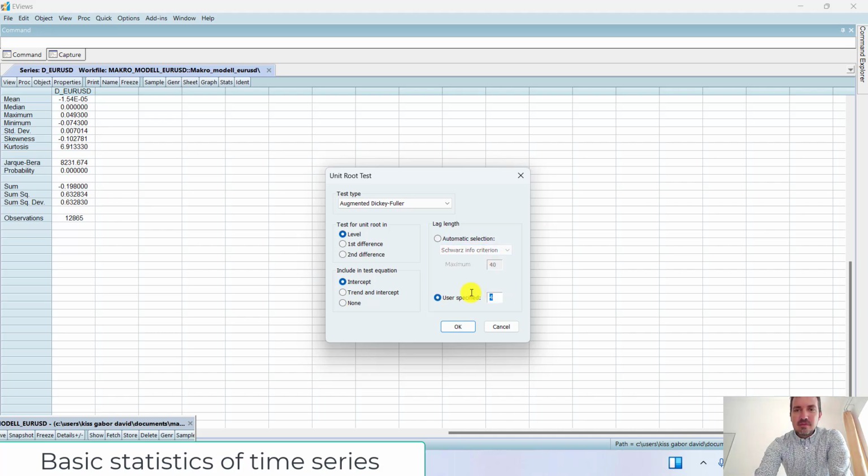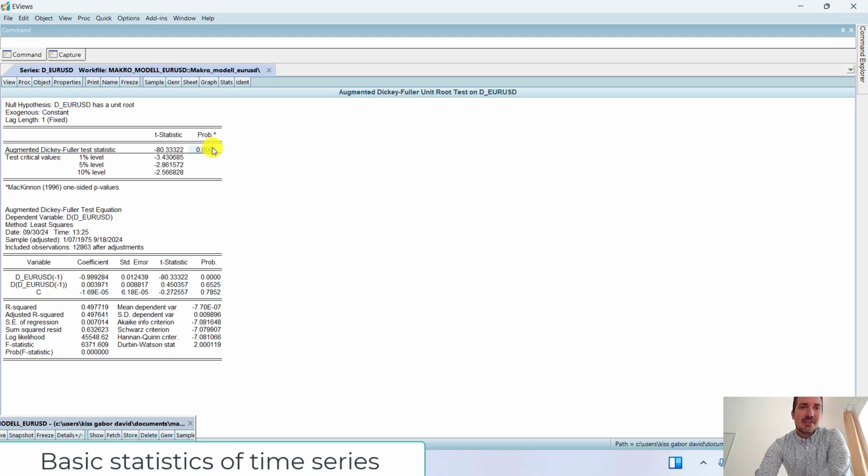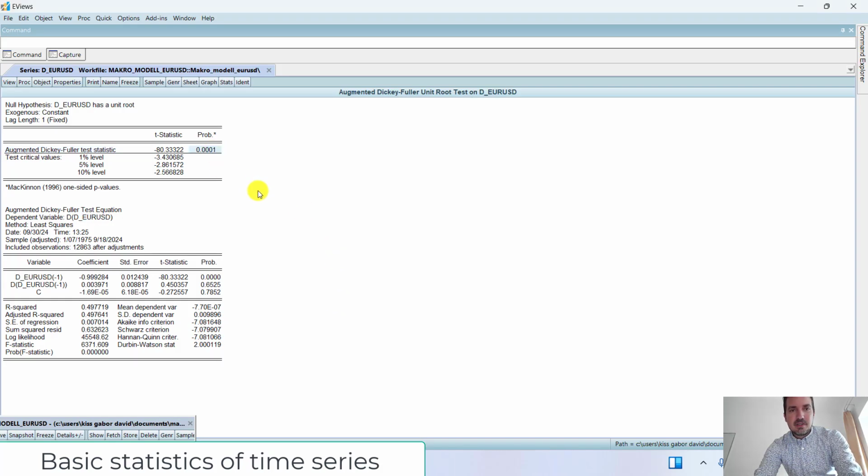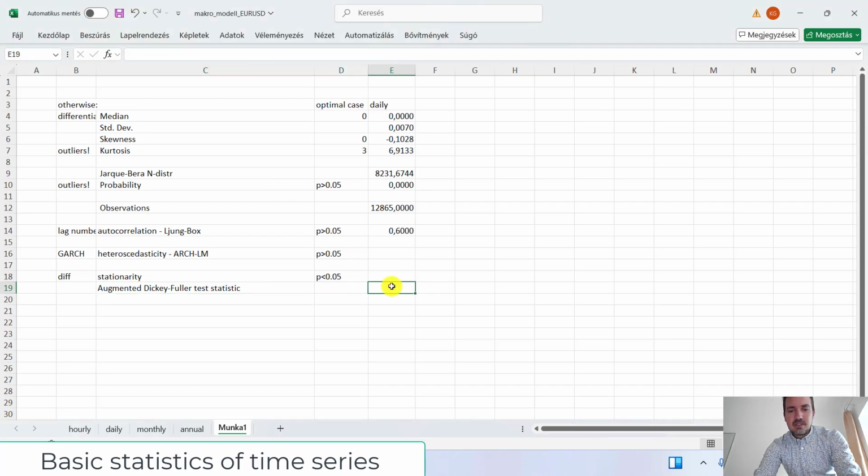Can you show both of them? Phillips-Perron and yes, ADF? Yes. So let's just go through them. So we have the ADF test and p-value. So this fits always.